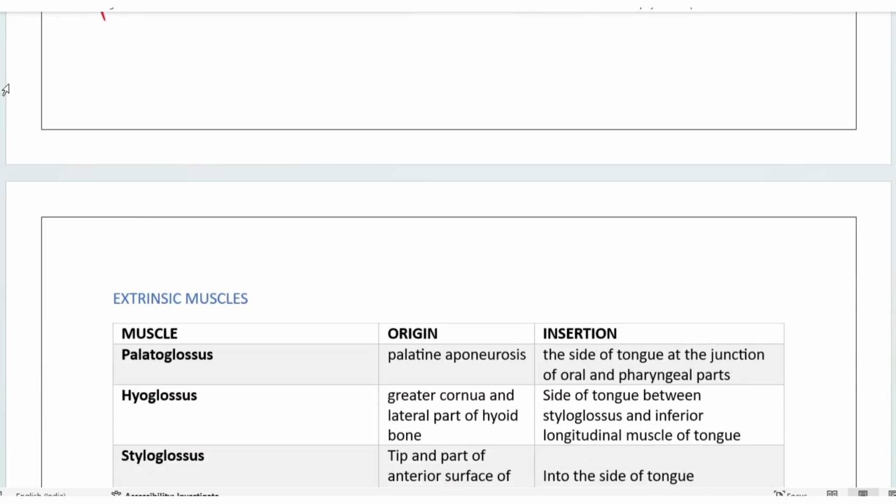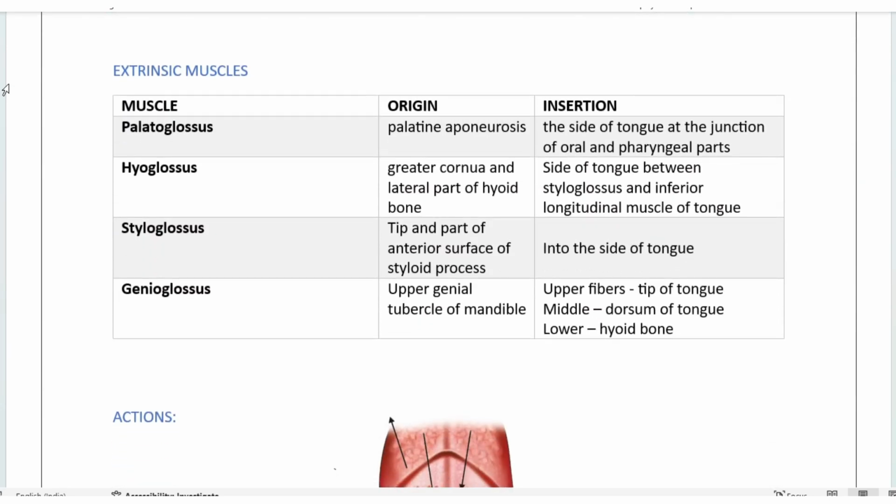Coming to the extrinsic muscles. Again we have 4: palatoglossus, hyoglossus, styloglossus and genioglossus. Here it's very easy to remember the origin and insertion. The first part will give you the origin and the second part will give you the insertion. For example, palatoglossus originates from the palatine aponeurosis and inserts into the side of the tongue.